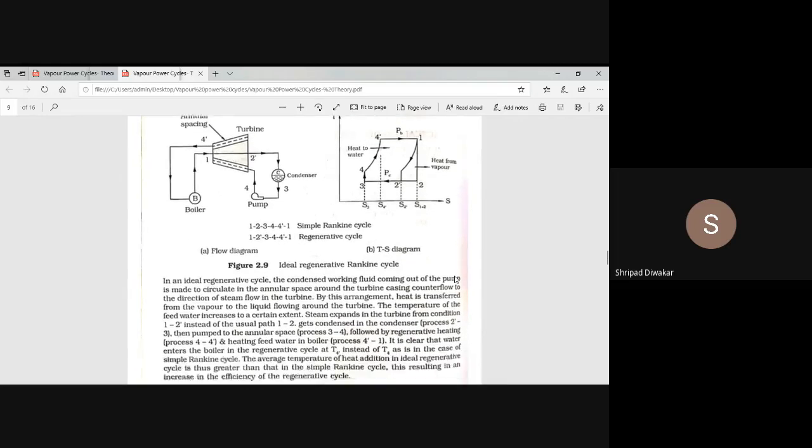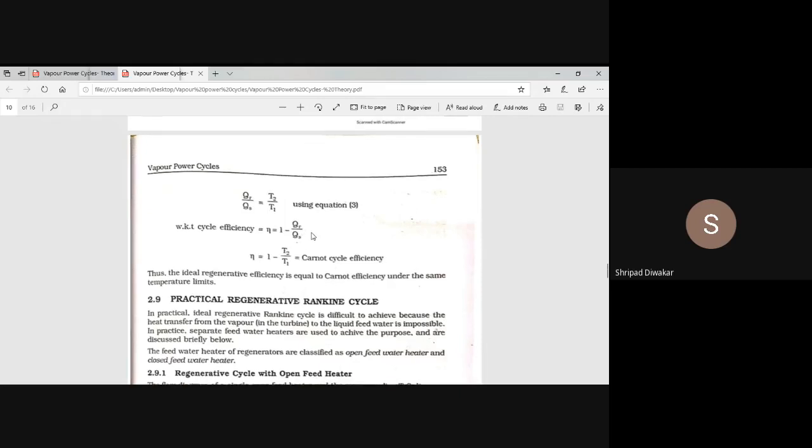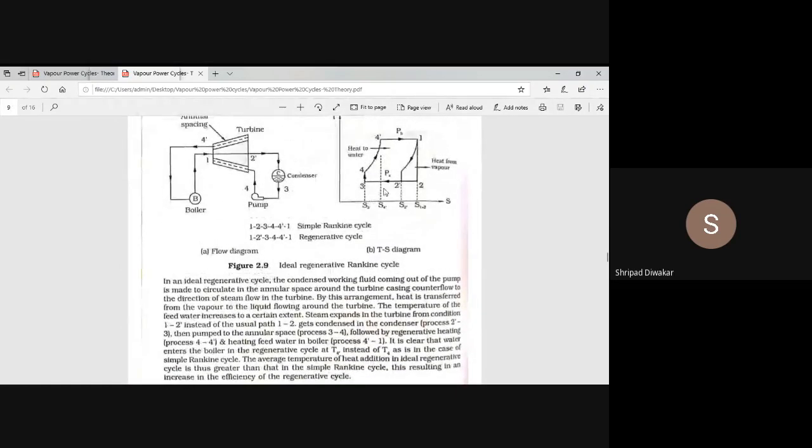So what is the cycle efficiency? As we studied in the Carnot cycle, it is Qs minus Qr divided by Qs, or we can write it in simplified form as 1 minus Qr by Qs. This is how to find the cycle efficiency. Qr by Qs, where the heat rejection takes place at T2. So 1 minus Qr by Qs is 1 minus T2 by T1.